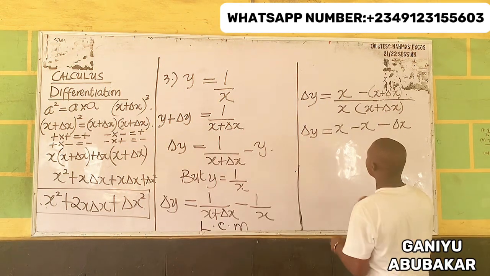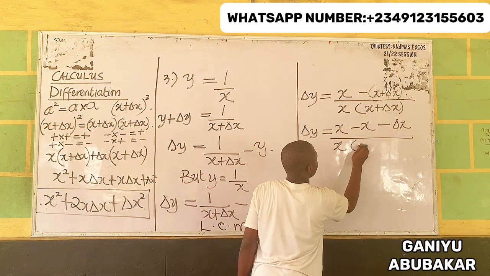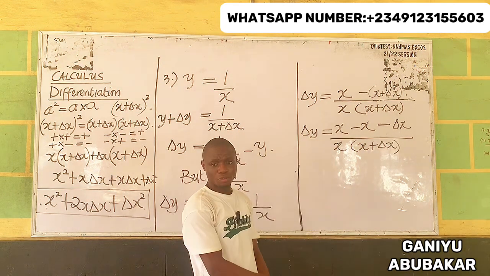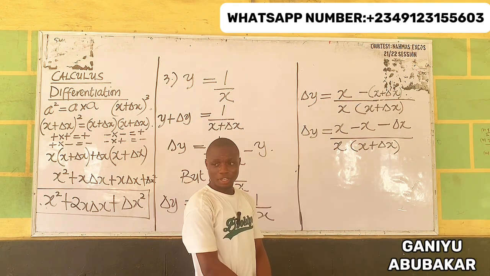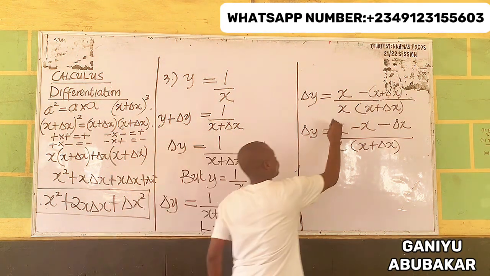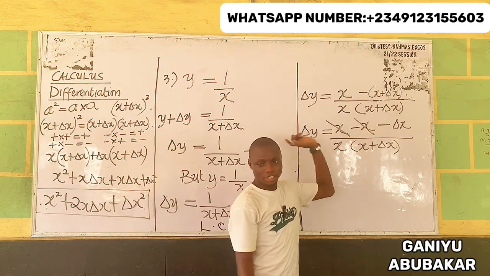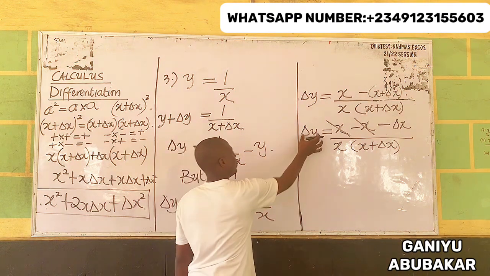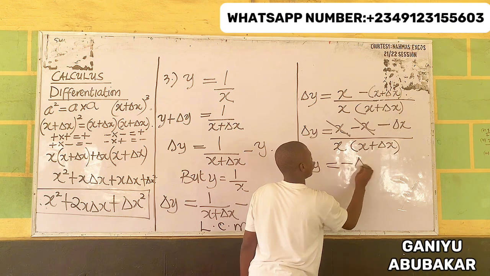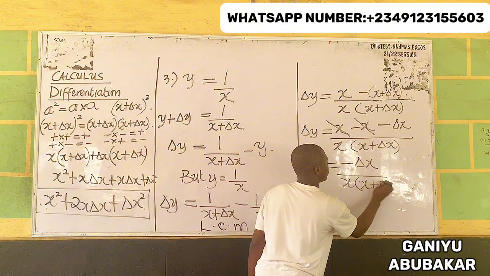All right. From here, what do you expect? Okay. All over, repeat this down. x into what there? x plus change in x. Who can tell me what I do here for the numerator? What can you see here? This will cancel this. Now, plus x minus x is 0. So bring this down. Change in y equals minus change in x over x into what there? x plus change in x.